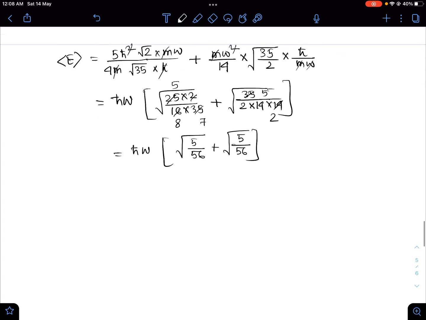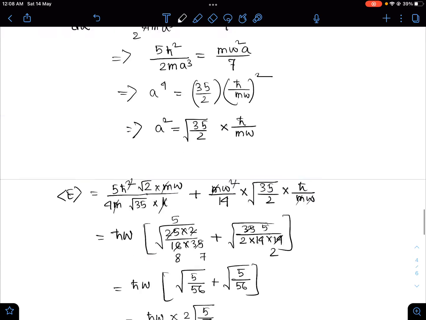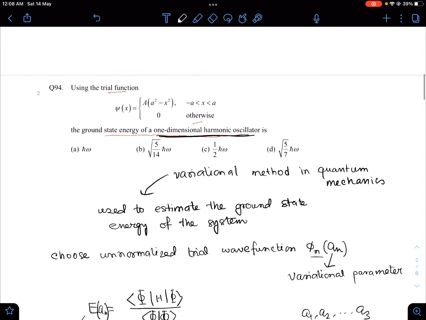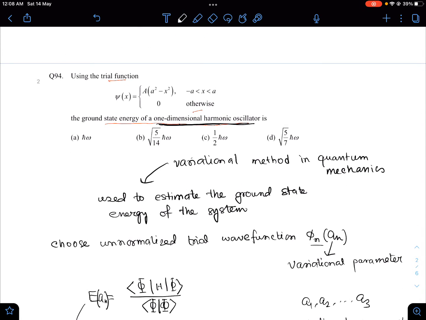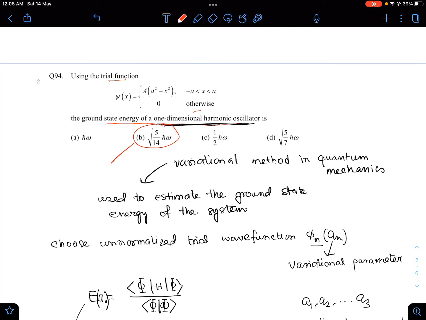So we are getting h cut omega into 2 root 5 by 56. That means root over 5 by 14 h cut omega. So that should be our ground state energy using a trial wave function. So let us check. Yeah, so our correct option is B. So this is our correct answer.